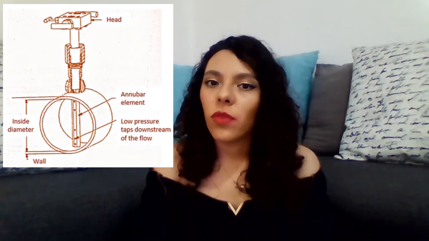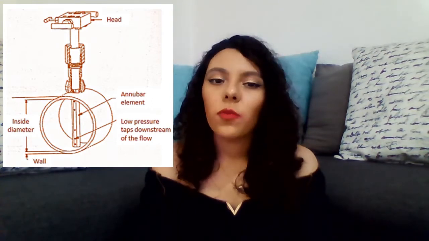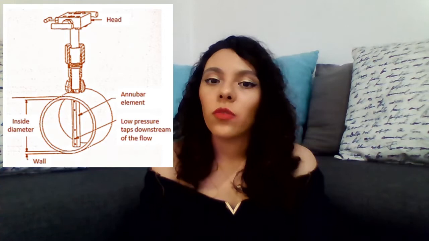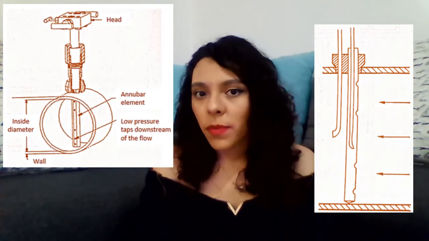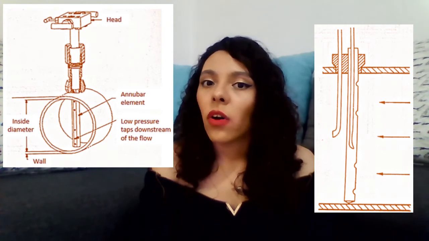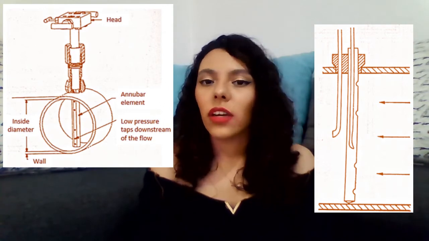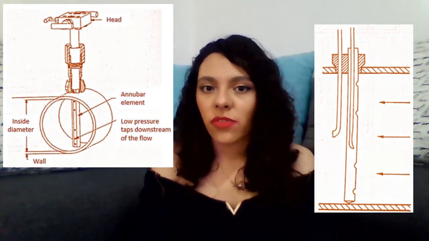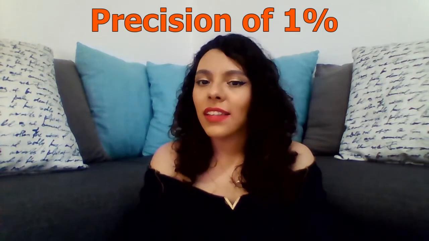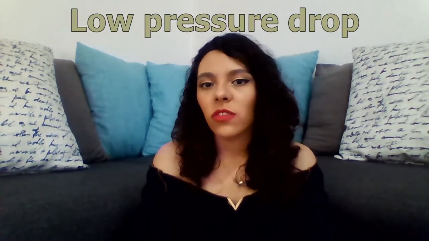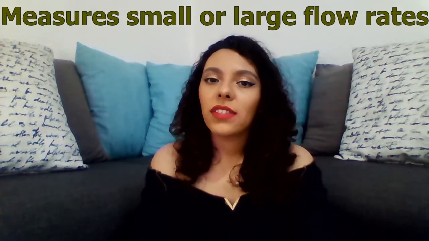The Annubar tube is an innovation of the Pitot tube and has two tubes, one to measure the total pressure and the other to measure the static pressure. The first is located along the transverse diameter of the pipe and consists of several holes of equal diameter whose position is determined by computer. The second tube is behind the first one downstream and has a hole in the center. The Annubar tube is more precise than the Pitot tube. It has a low pressure drop and is used to measure small or large flow rates of liquids and gases.